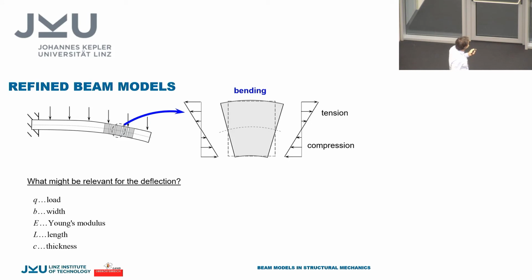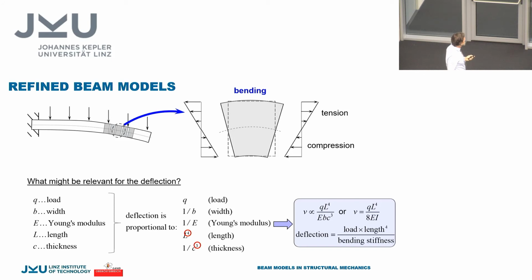So if you pick out such a small angle and you use these assumptions, you will find out that a rectangle will become part of a circle. So at the upper side there's tension, on the lower side there's compression, and this situation is called pure bending. And it is also good to think about the properties which will influence the deflection, and of course the load will influence it.